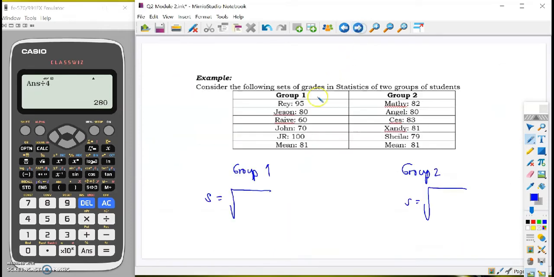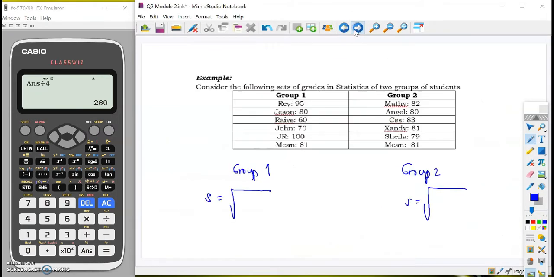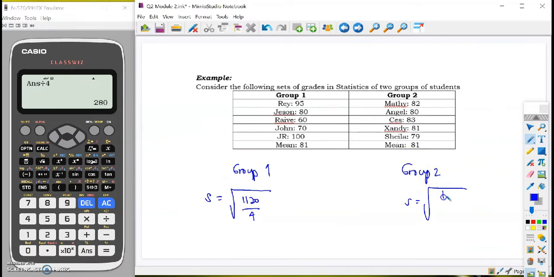Therefore, to get the standard deviation, we have, what's the value again? 1,120 divided by 4. On the other side, what do we have? 10 over 4. What will be the standard deviation here and what will be the standard deviation on the other side? In group 2, the standard deviation would be the square root of 10 over 4. So we have the square root, then we click the fraction. That would be the square root of 10 over 2. But we click on SD to make it decimal. To 2 decimal places, that would be 1.58.